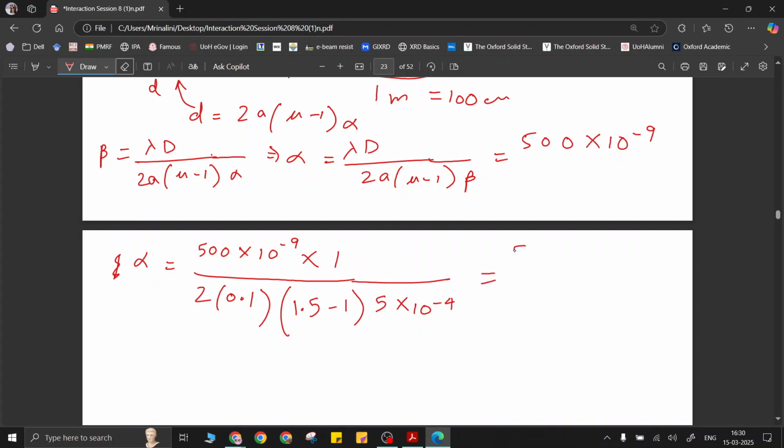This one we'll calculate, we'll get 500, and 10 to the power minus 9 divided by 10 to the power minus 4 means we'll get 10 to the power minus 5, divided by 2 times 0.1 times 1.5 minus 1, which is 0.5. When we calculate this, we'll be getting 500 divided by 2 divided by 0.1 divided by 0.5. It will be 5,000.